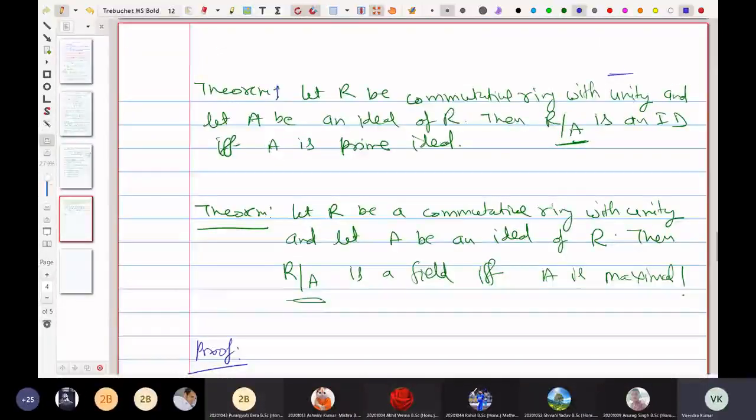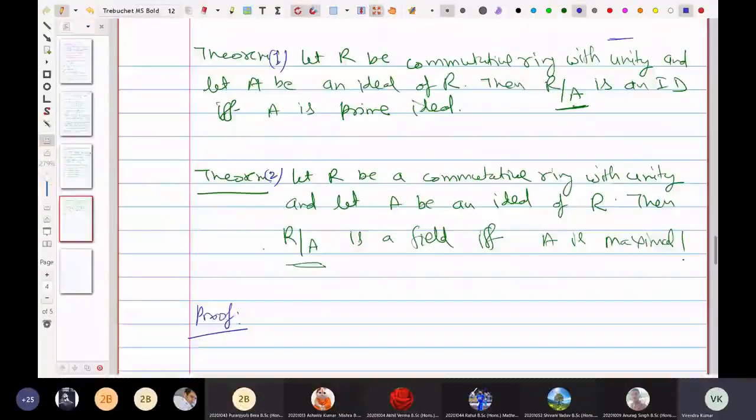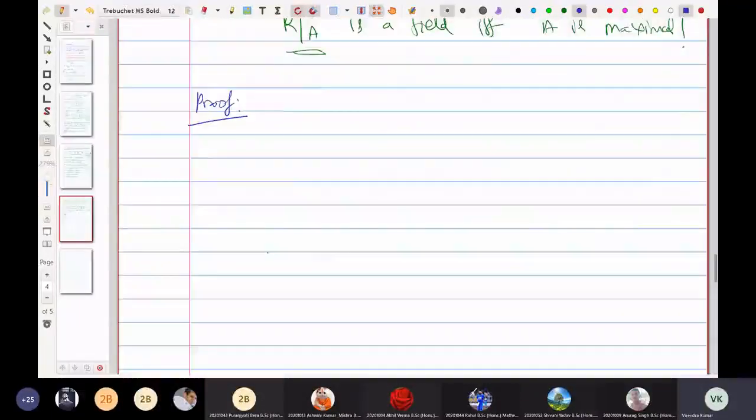Let me write. This is the number one. Here, number one. This is 2. In your book, there are different numbers for these theorems.